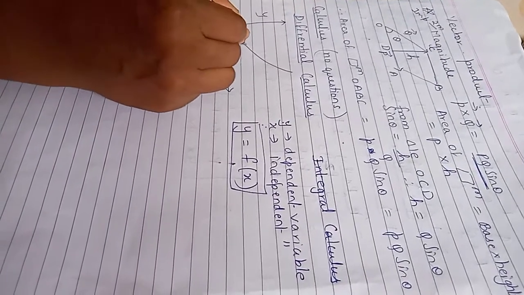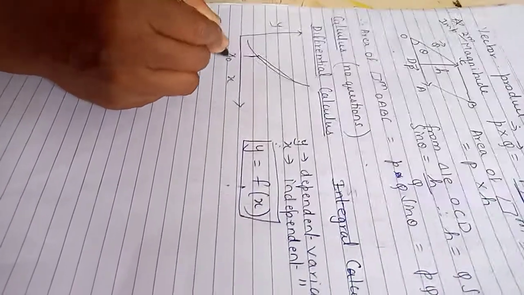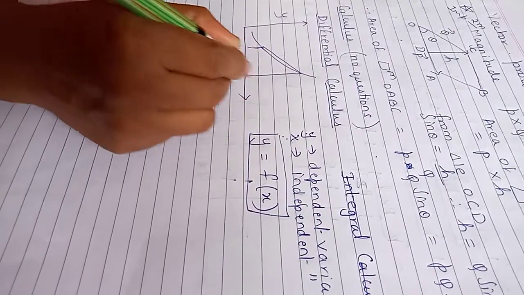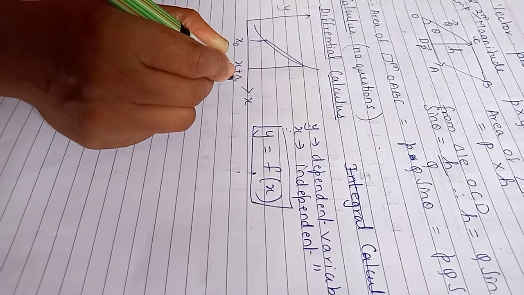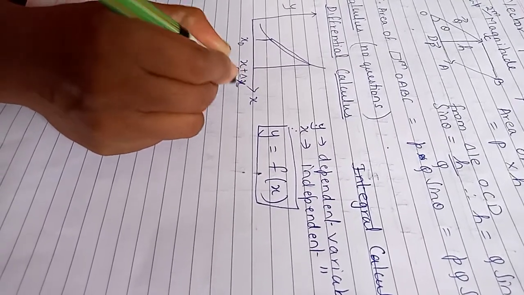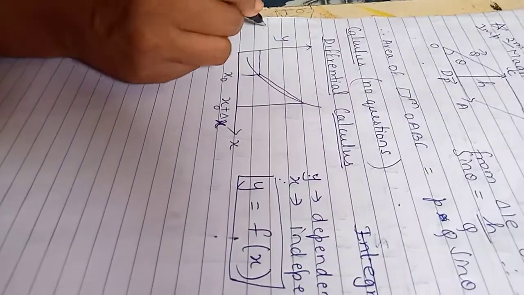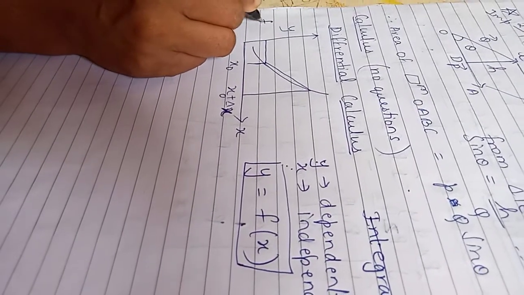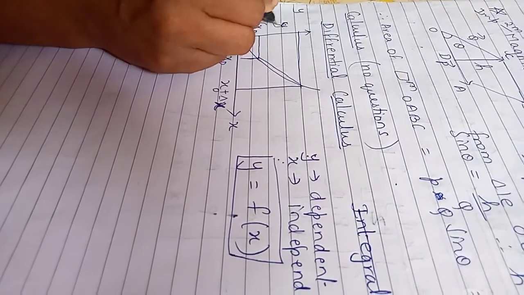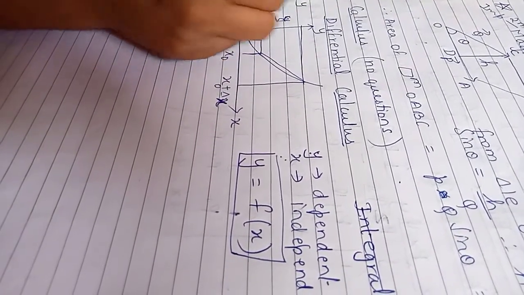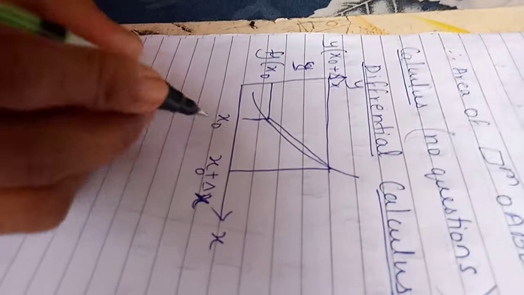So what we do here, we take two selected values of x: x0 at time interval t equal to 0, and x0 plus delta x, which is after time interval t. This is the x axis, students. Y is a function of x, so we write it as y at x0, and y at x0 plus delta x.